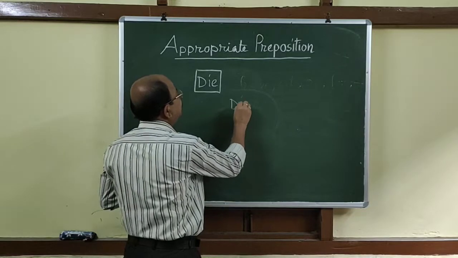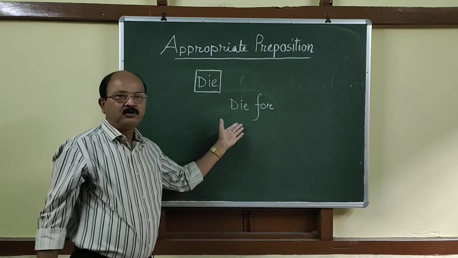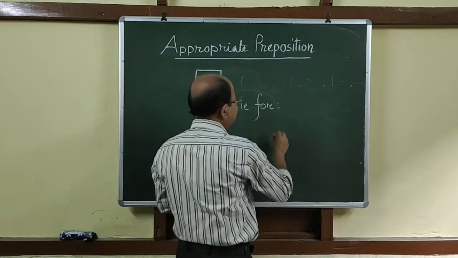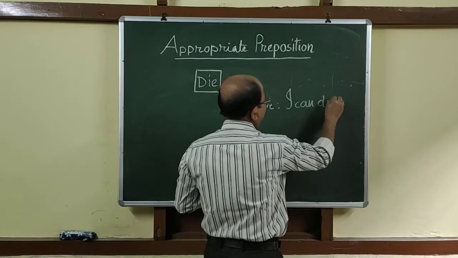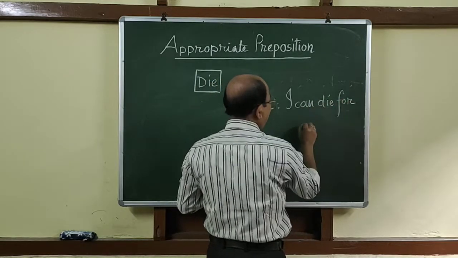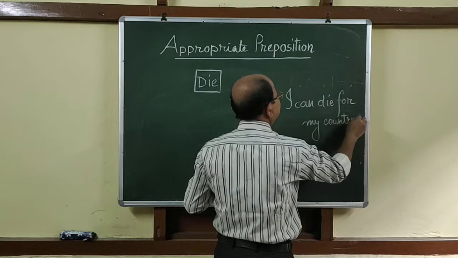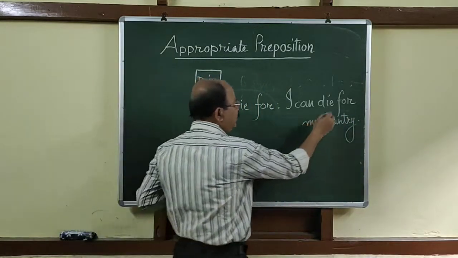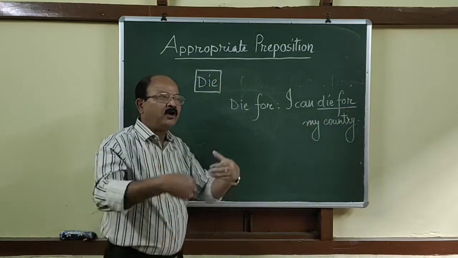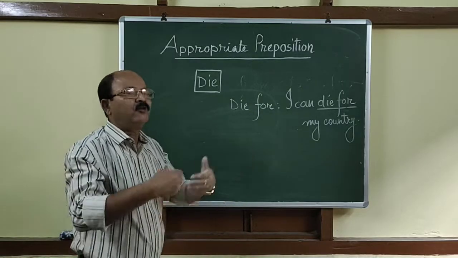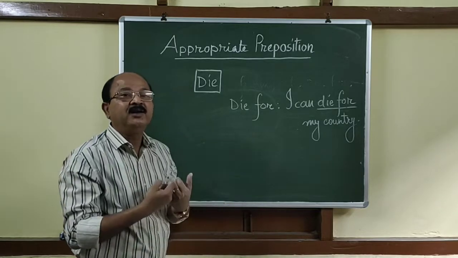If we say die for, that means we can write a sentence, I can die for my country. I can die for my country. So here we have used preposition for. It means for a good cause, for a noble cause, or for something, for some reasons, I can die or I am ready to die.